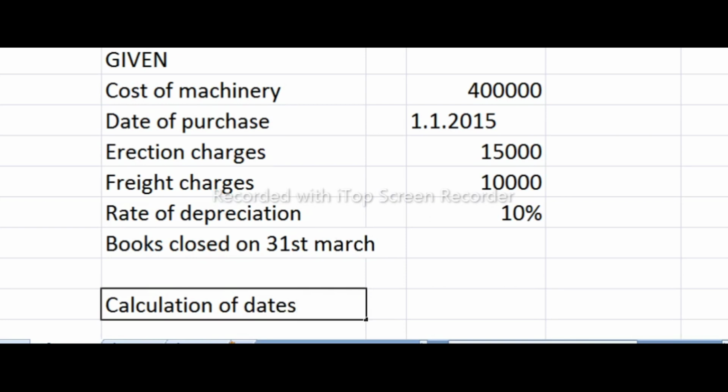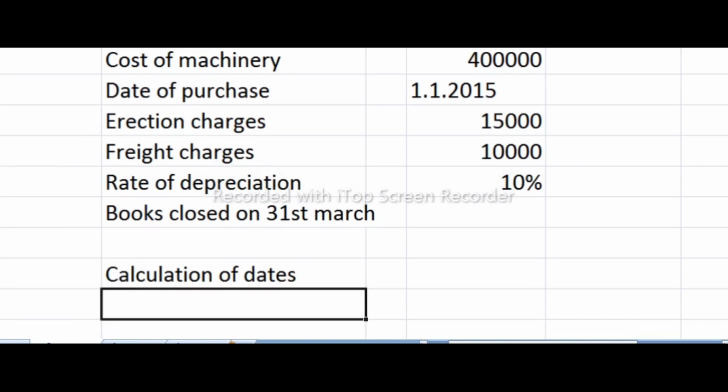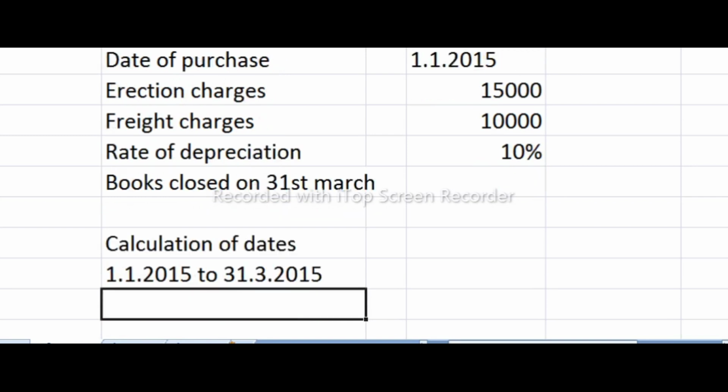So when you start with calculation of dates, the date on which the machinery is purchased is the first date what you write. So 1/1/2015. Now every year we used to give depreciation, so we have to look into the date in which the books are closed. So they are closed on 31st of every year. So from 1st Jan 2015 to 31st March of 2015, it is possibly 3 months, Jan, Feb and March. 3 months is the first set of depreciation, first year depreciation, which we are going to provide. We are going to provide it only for 3 months.